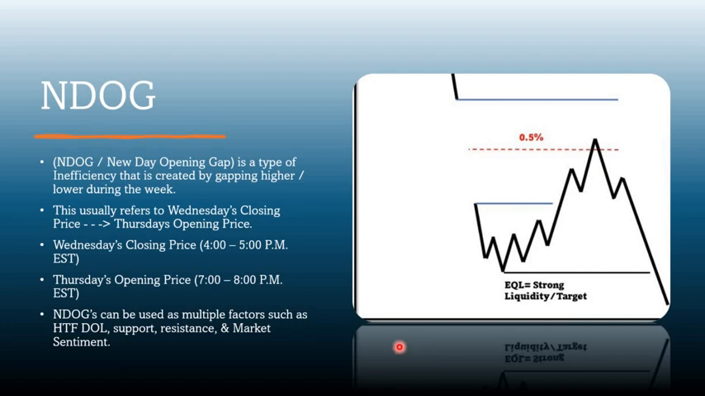Same thing with new week opening gaps. But when they form, mark them out. And they can be used as multiple factors, such as higher time frame draw on liquidity, support, resistance, and market sentiment. So the same thing how algorithms, or the market algorithm, and institutions target new week opening gaps, they will do the same thing with new day opening gaps. So every time you have a new day opening gap, mark it out, because it wants to get interacted with later on. And I can promise you, it will get interacted with. So mark these out. And this would be from Wednesday's closing price to Thursday's opening price.